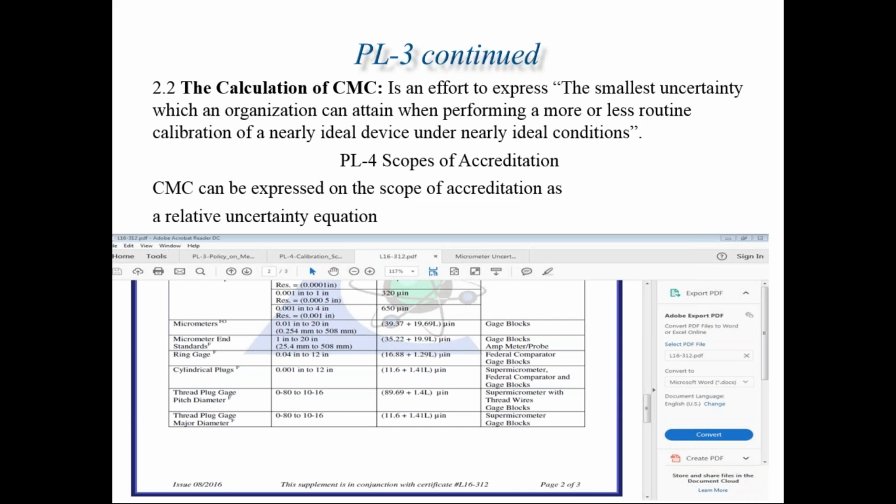I have a sample of one of our scopes here. Just wanted to go over an excerpt from PL4, which is our scopes of accreditation. CMCs can be expressed on the scope of accreditation as a relative uncertainty equation. So on this particular example of a scope, you see some CMCs that are expressed as fixed points and some that are expressed as the equation. So a relative uncertainty equation, for example, is a calibration from, if you look at that first one, a micrometer, 0.01 to 20 inches, that you would calculate at the low end. You would calculate it at the high end. Ideally, you would want to calculate it also somewhere in the middle. And if the relationship is linear, then you can express it in an equation format, such as is expressed in these relative uncertainty equations.